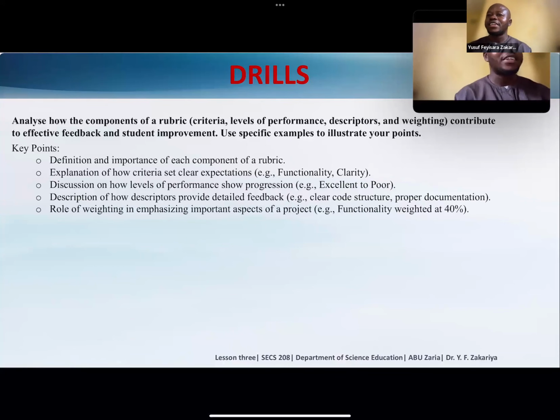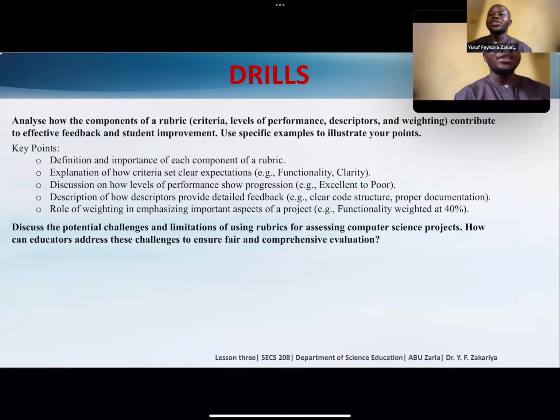Explanation of how criteria set clear expectations, for example functionality and clarity for the programming project. Discussion on how levels of performance show progression, from excellent to poor. Description of how the descriptor provides detailed feedback: clear code structure, proper documentation. The role of weighting in emphasizing importance: 40%, 30%, 60%, and so on. So take notes. The next question: discuss the potential challenges and limitations of using rubrics for assessing computer science projects.